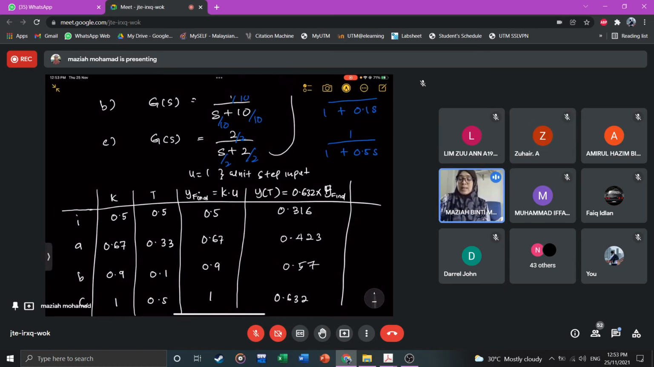And then additionally, you can also calculate the steady state error. The steady state error is equal to 1 minus y final. For this one, we expect 1, but it is only able to stabilize at 0.5. So therefore, the steady state error is 0.5. This one here is 0.33, this one here is 0.1, and this one here is 0.